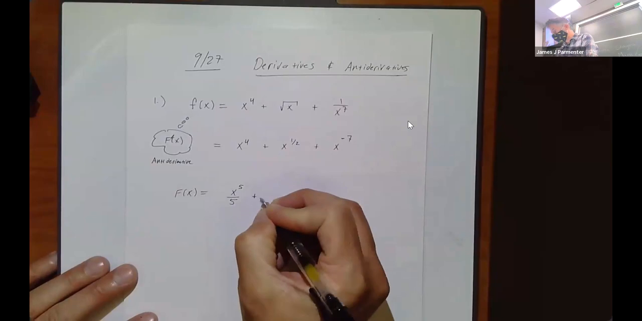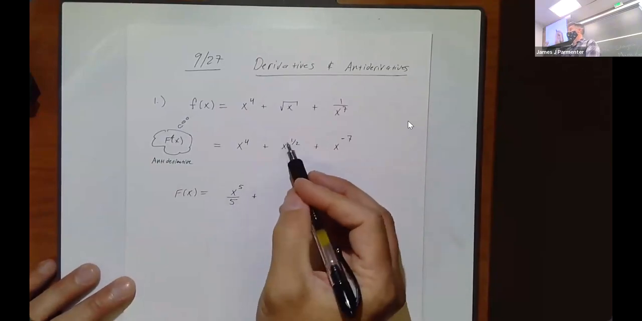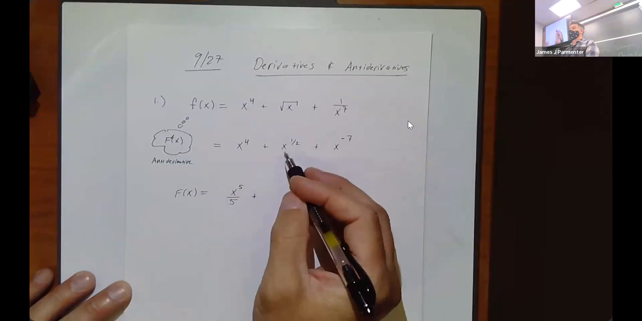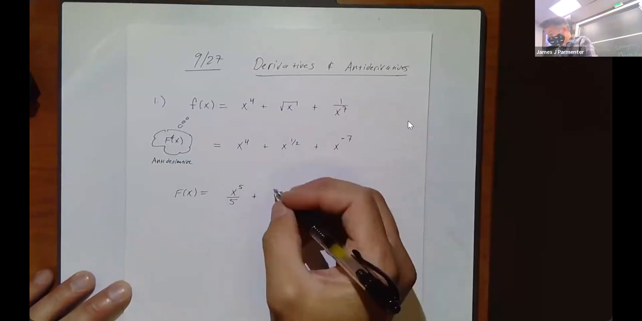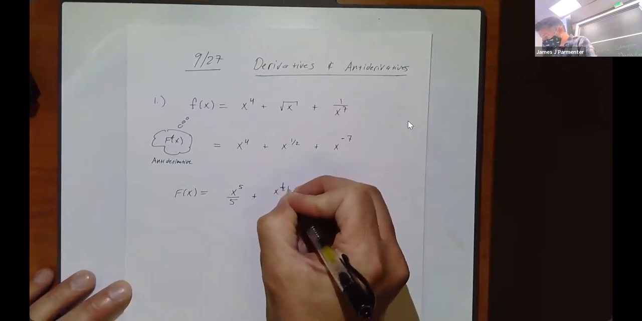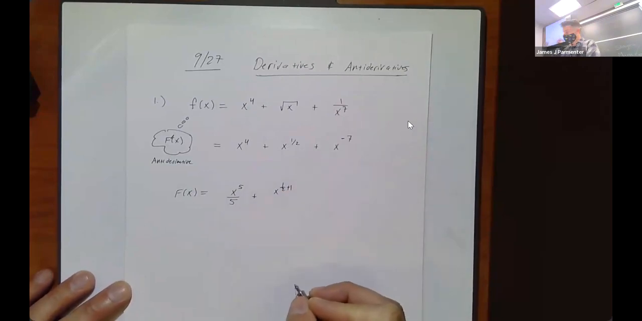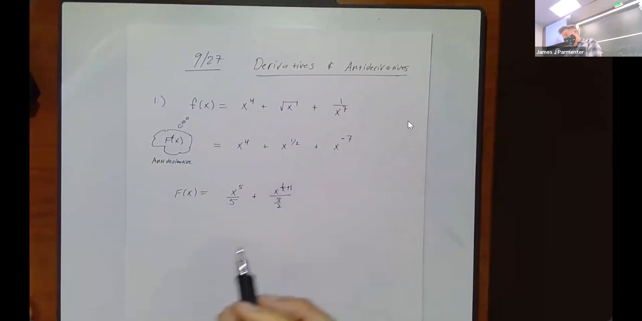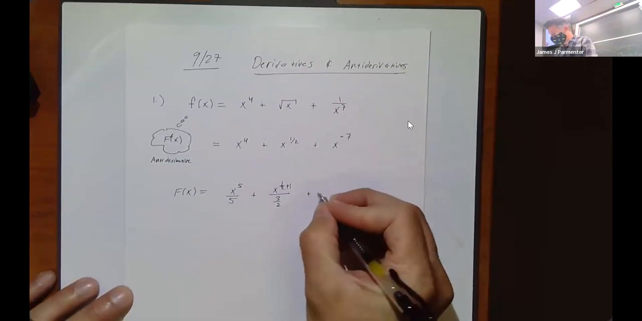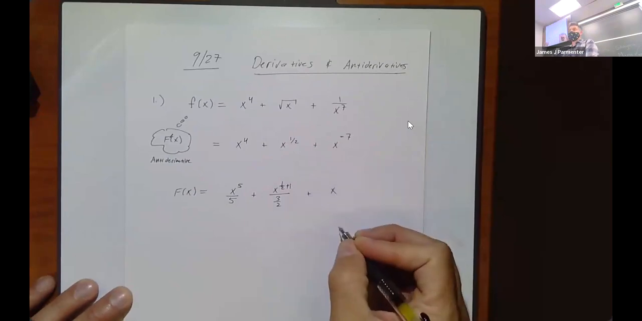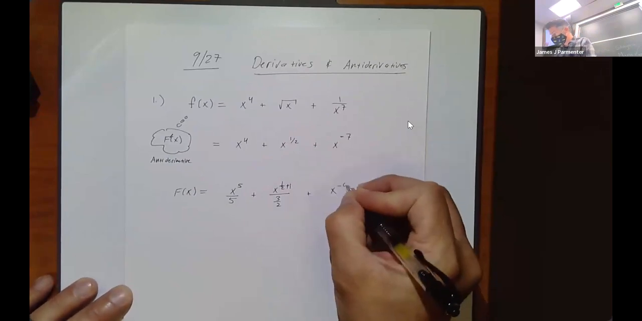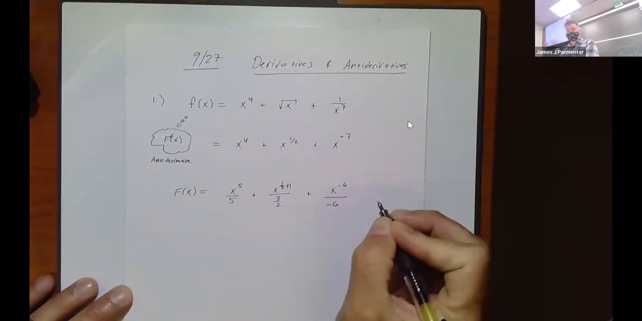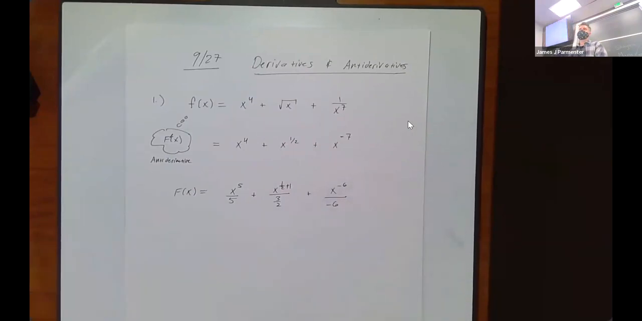Similarly, the power for the antiderivative of x to the 1/2 needs to be 1 larger. So we need x to the 1/2 plus 1, which is 3/2. And we have to divide by that as well. Same deal over here. For x to the negative 7th, the new power is going to be negative 7 plus 1. And we need to divide by that as well. And there's one more thing. We're going to simplify this because this looks terrible right now. But there's one more thing we need.